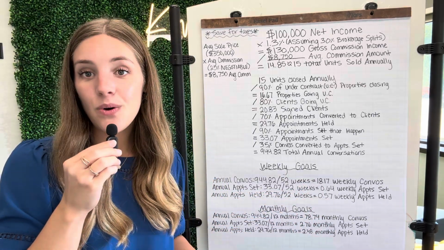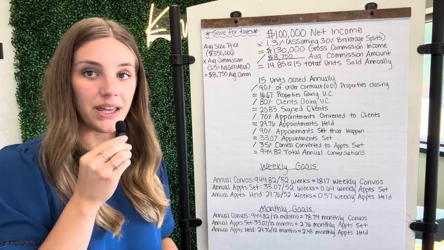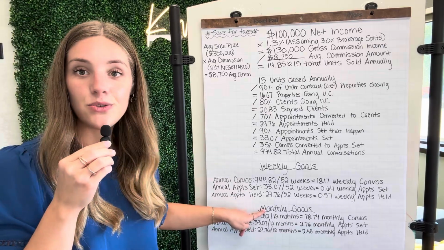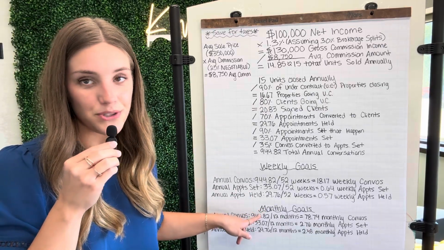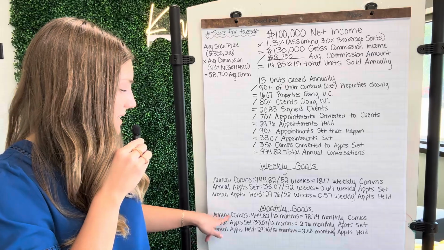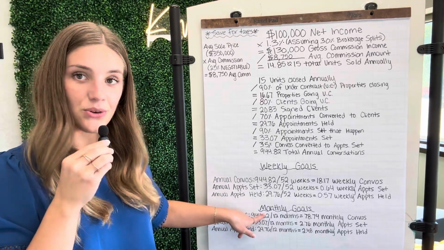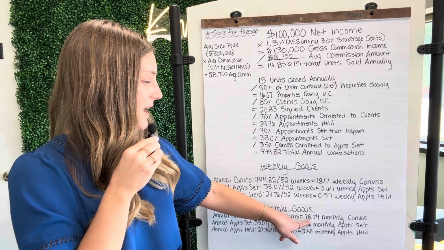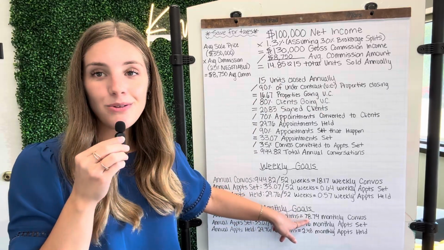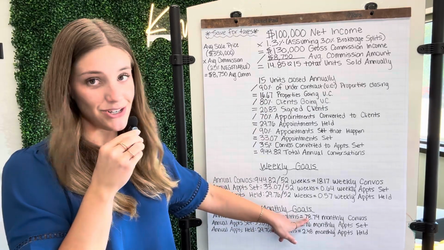So now, if you want to know what your monthly goals should be, we can jump down here and do your monthly annual goals. So we're going to take your annual conversation goal again of the 944.82 and divide it by 12 months. That means that every month you need to be having about 79 conversations.